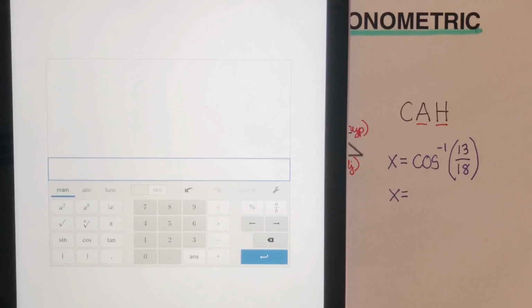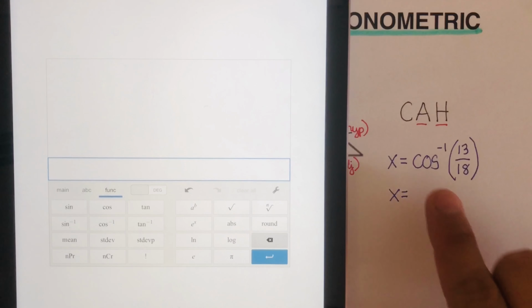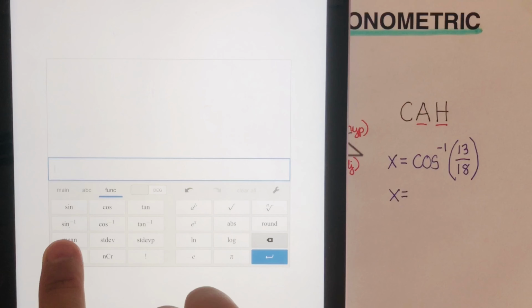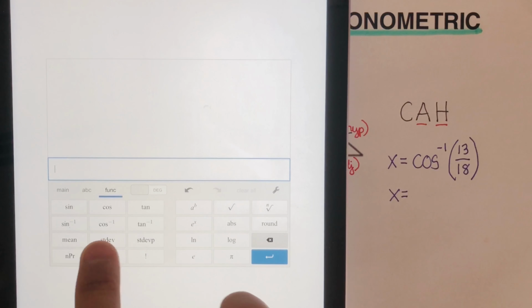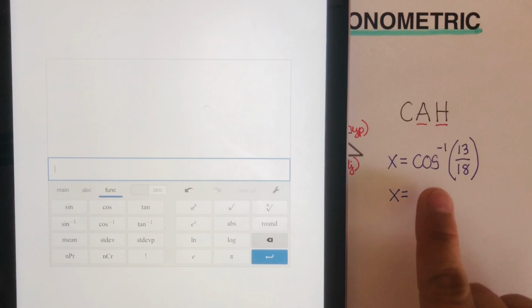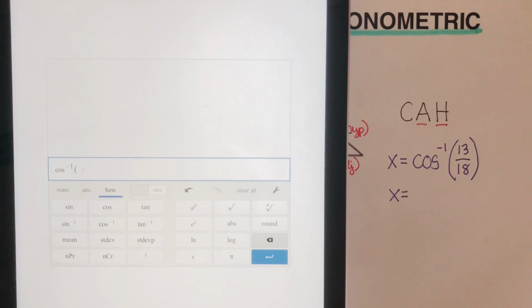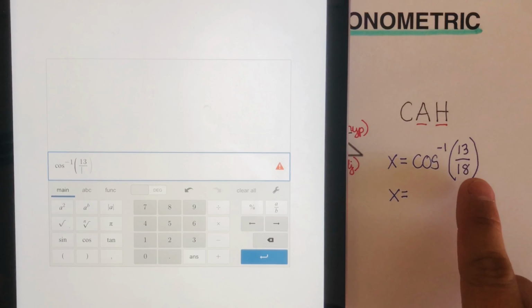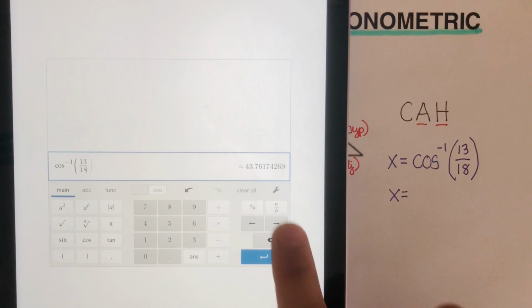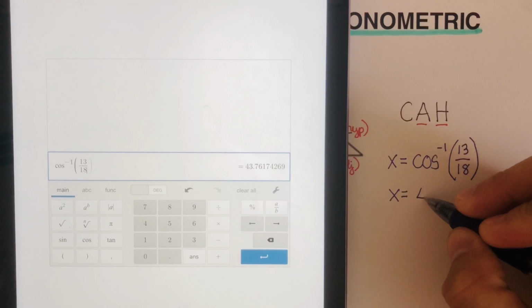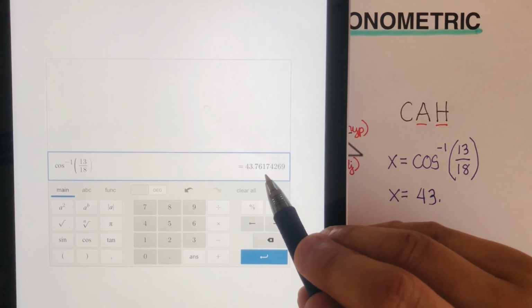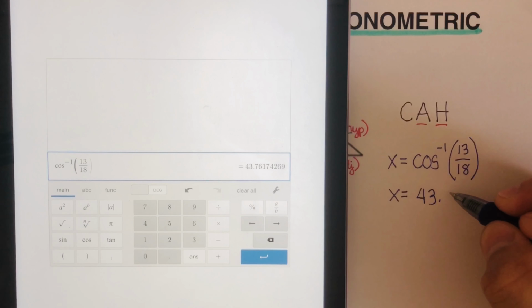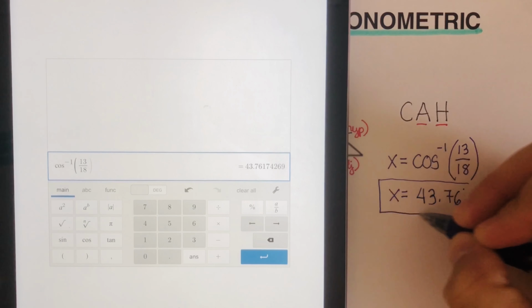We are looking for x. The first thing we need to remember is that it has to be in degrees. You can toggle between radian and degree, but be sure that it is set in degree. Then we go to function and set up the cosine -1. There are three of them: inverse sine, inverse cosine, and inverse tangent. In this problem we have an inverse cosine, so I press this, and that is set up for me. Then I go back to main and type 13 divided by 18. That gives me 43.76 degrees. I rounded off, dropping the rest of the numbers after the 6. So 43.76 degrees is the measure of the missing angle.